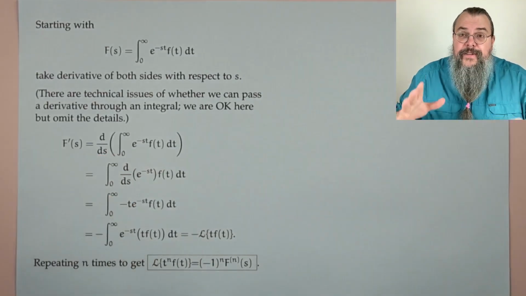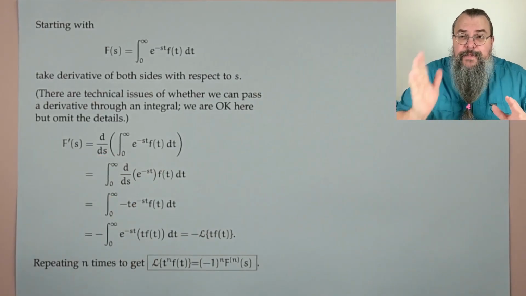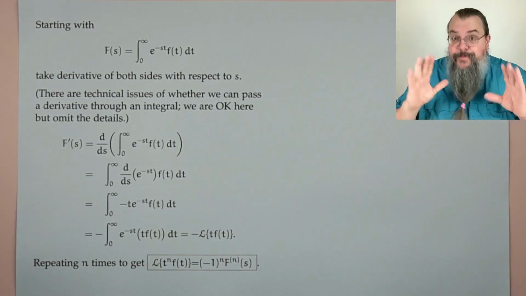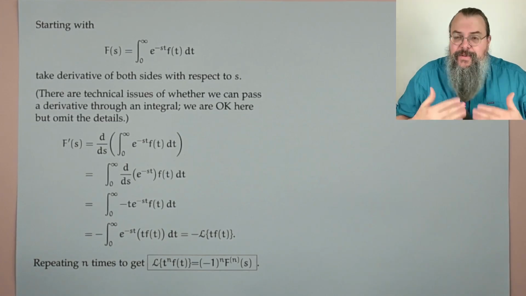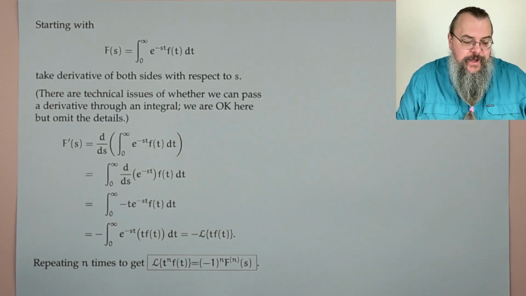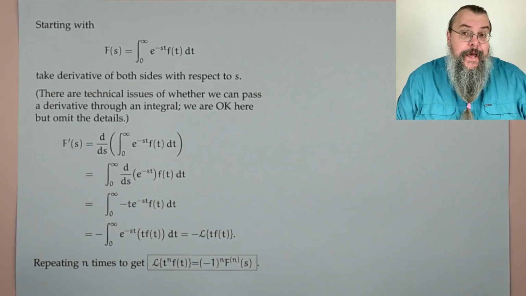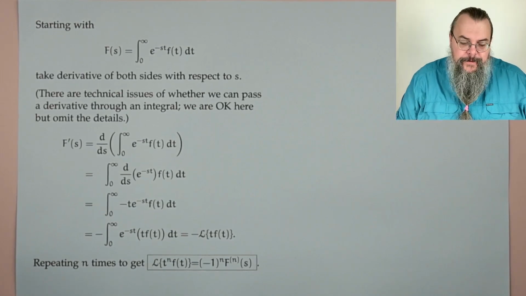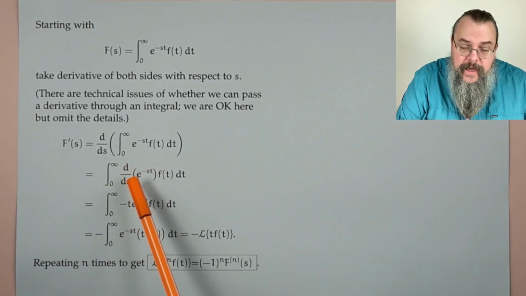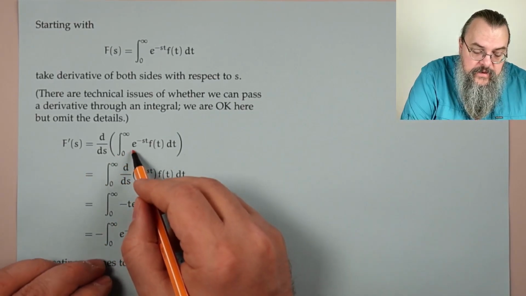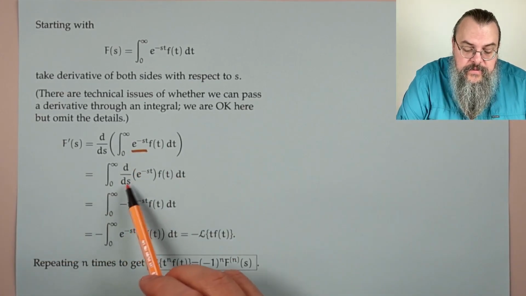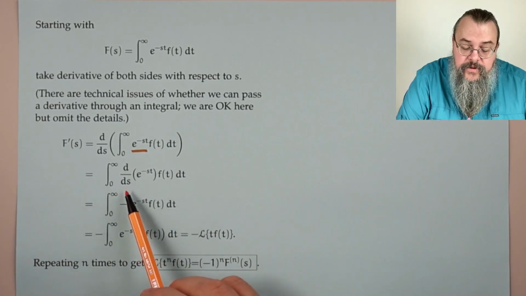Now, here's the part where you ask, wait, are you allowed to swap derivatives and integrals? It turns out that in some cases, such as now, you can. You have to be careful because weird things happen. Mathematicians are really good at coming up with weird things, but in this case, we're okay. So we pass the derivative through. Where's the only place that has an s? Well, the only place that has an s is this part, e to the minus st. So it's really the derivative of e to the minus st. We're taking the derivative with respect to s.